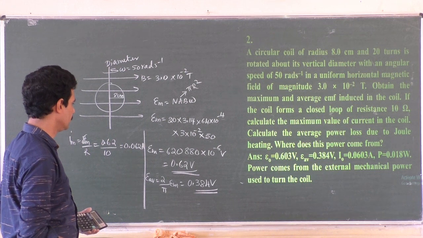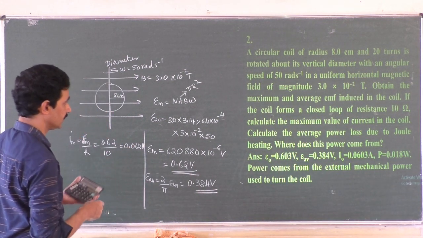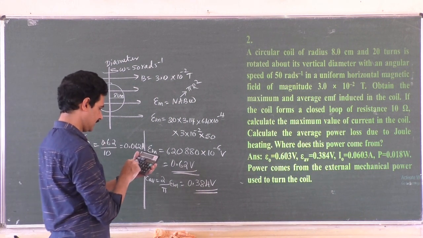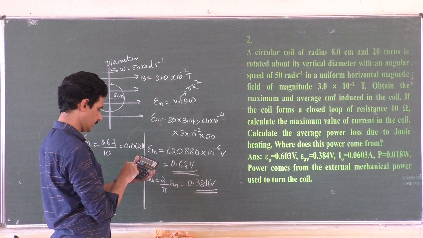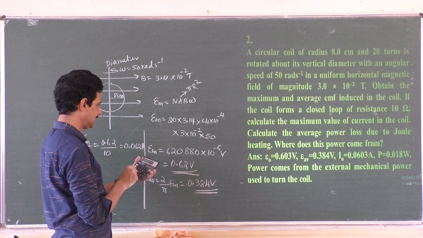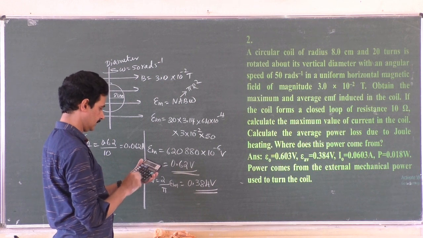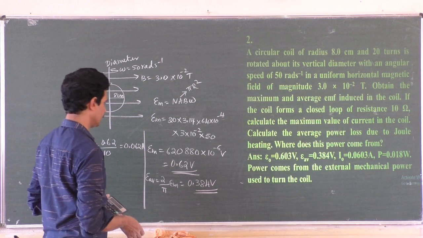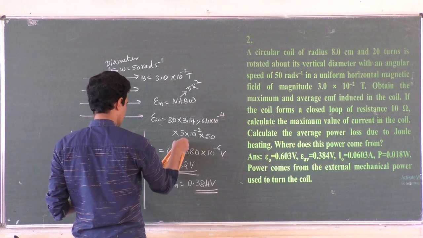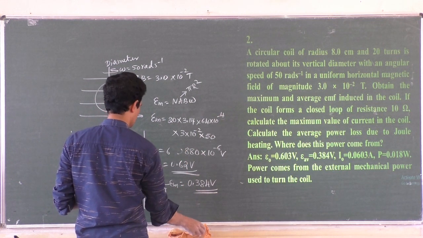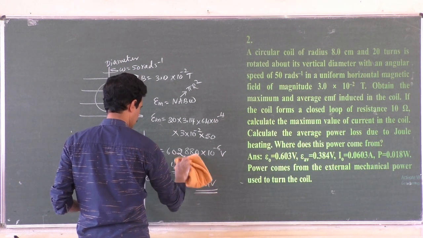0.62 we have got. Is it 0.62 first one? Because we have 0.603. Let me check it once again. 20 into 3.14 into 64 into 3 into 50. 0.602, sorry. 0.602. This is 602. It is not 620. It is 602. So it is 0.602.